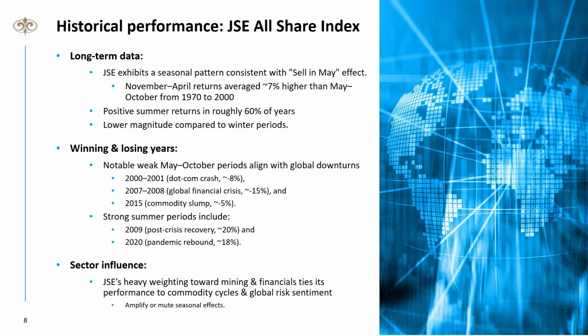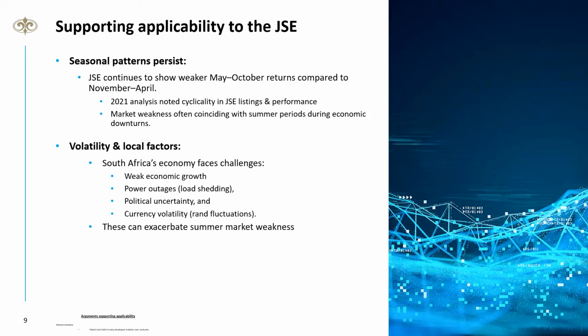So yeah, it does amplify and mute seasonal effects in that context. Here's a graph supporting it, the seasonal patterns, and then obviously volatility. But again, there are a lot of other factors that we also face. I think right now our biggest problem is weak economic growth, not so much the load shedding at the moment, but we still have some political uncertainty, even after last week's little meeting in the White House, but also the currency volatility. That'll always be with us for a while.